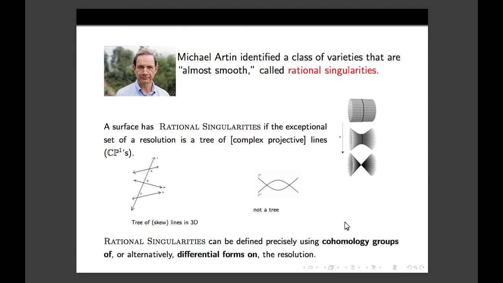They're in a tree. So I tried to draw a tree in 3D. It didn't work. There's not much I can do for transversality in 2D. And here's not a tree, where the things are crossing.